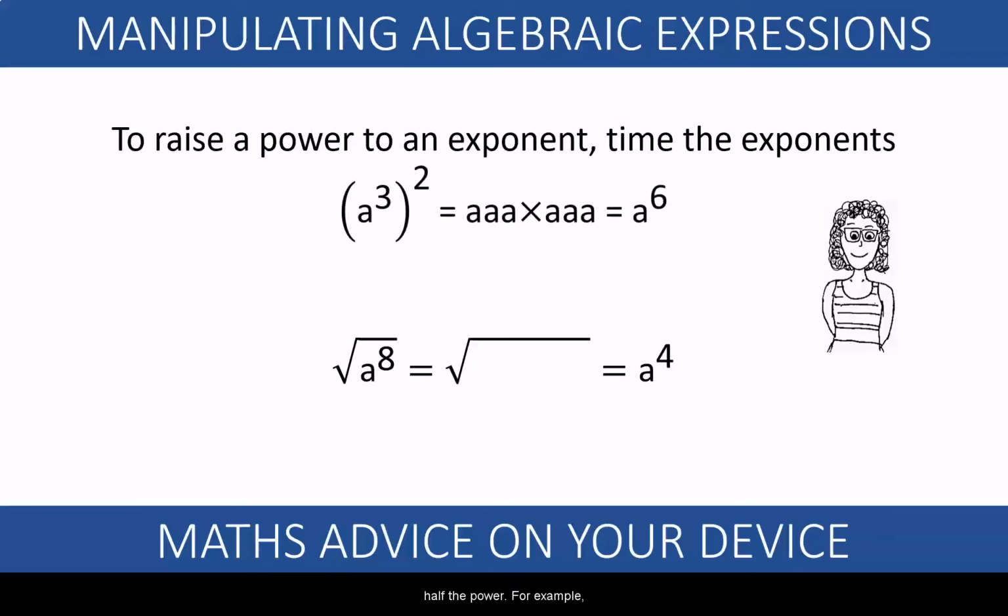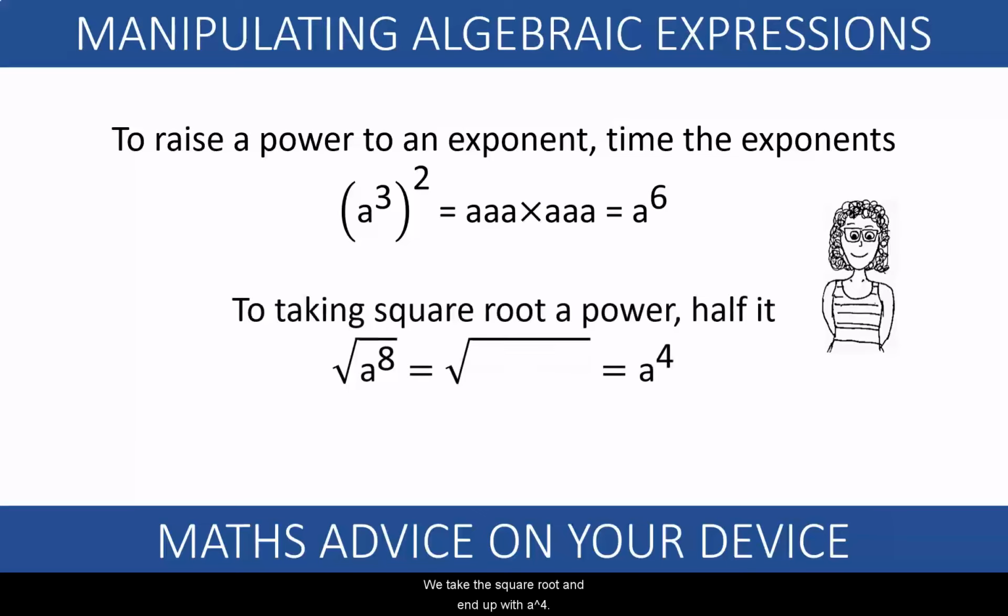When taking the square root of a power, halve the power. For example, a to the power of 8 can be split into a to the 4 times a to the 4. We take the square root and end up with a to the 4.